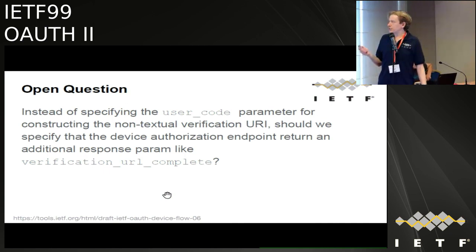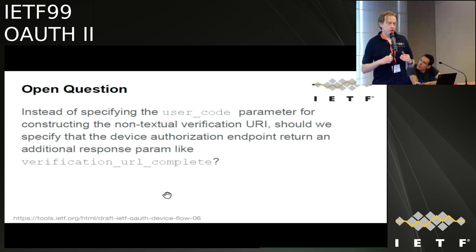So the first thing he suggested was, instead of specifying the user code parameter in that URL construction that I mentioned, what if the authorization server returned a separate parameter? Currently the authorization server is returning two fields, a verification URI and a user code, and we have normative text to say that you can join them together using a URL parameter. Justin proposed an alternative, which is to have three parameters, where there'd be a third, optimized URL. Justin, if you're awake, did you have any comments on that, since it was your idea?